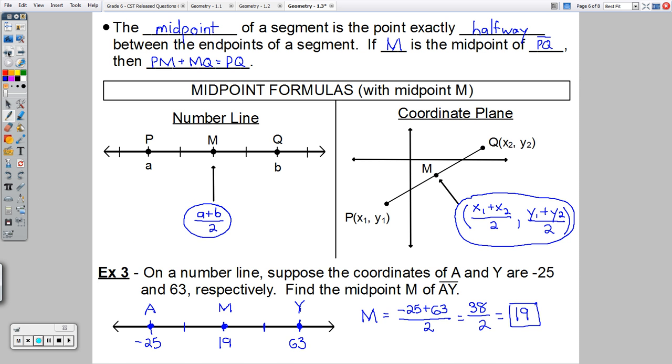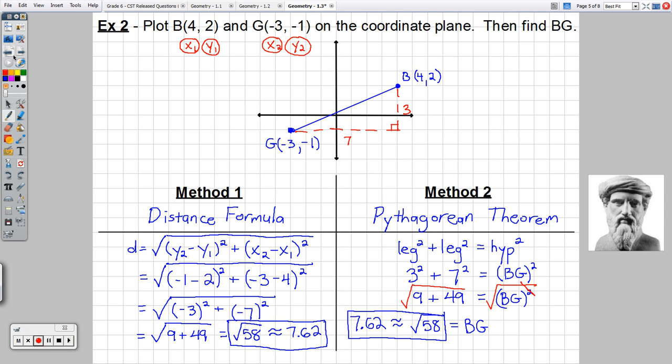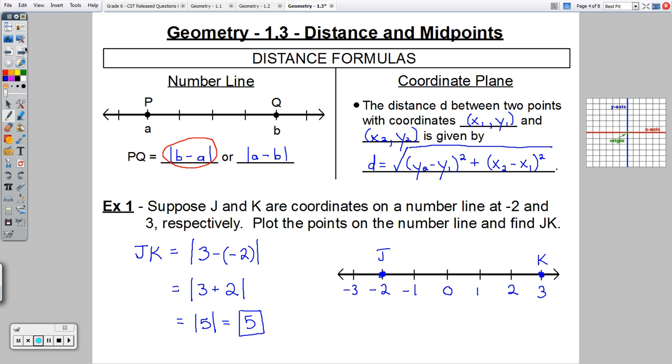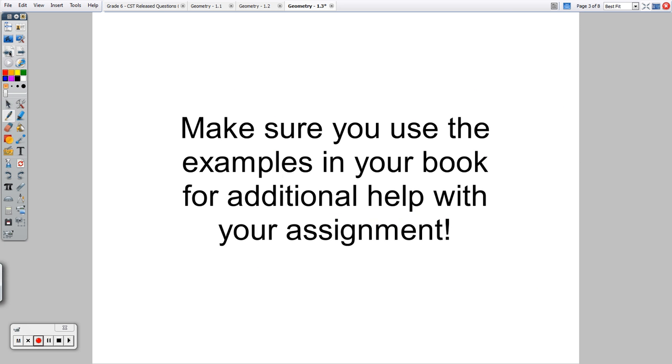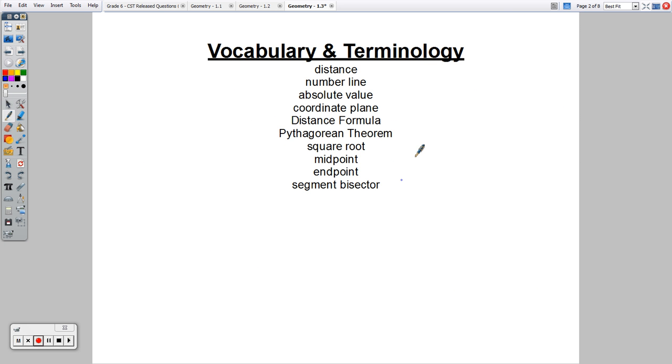Yeah, that does it for us. Midpoints, we talked about how to find those, and distances. So distance formulas and midpoint formulas, the big ideas here in lesson 1.3. Here are those terms again, new terminology or review terminology that's important for this lesson. Make sure you understand those things.